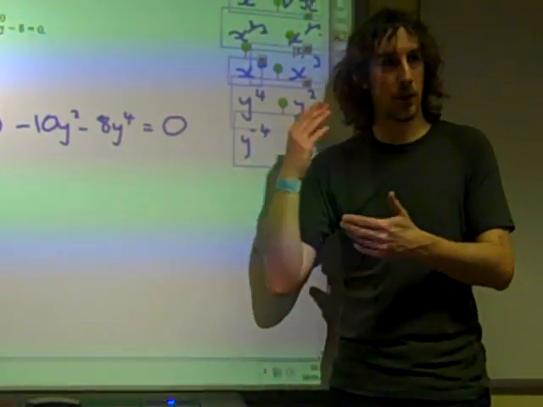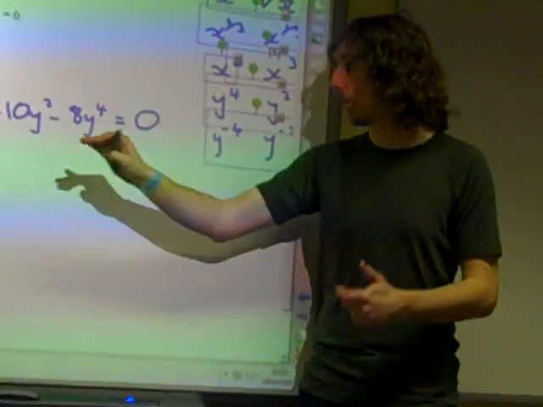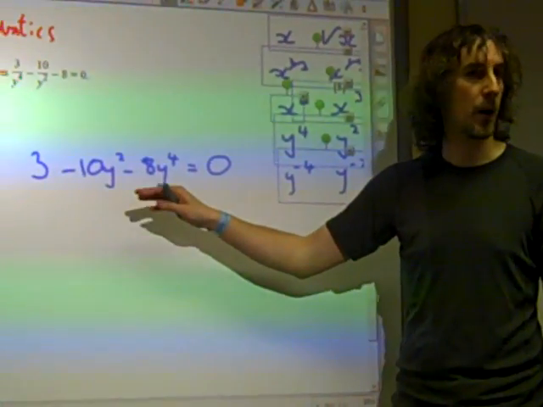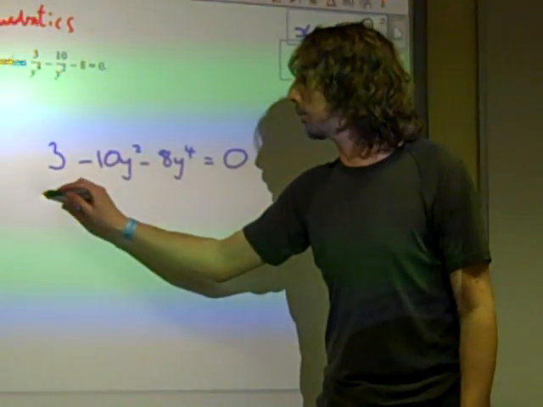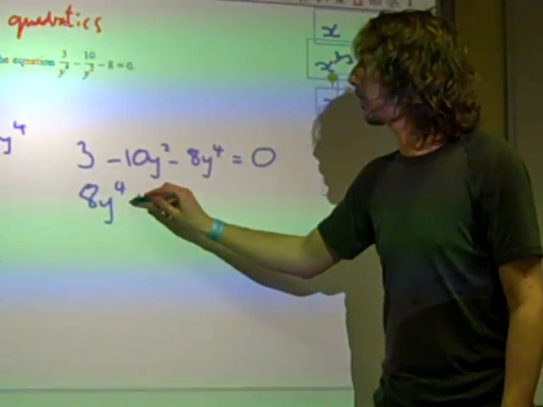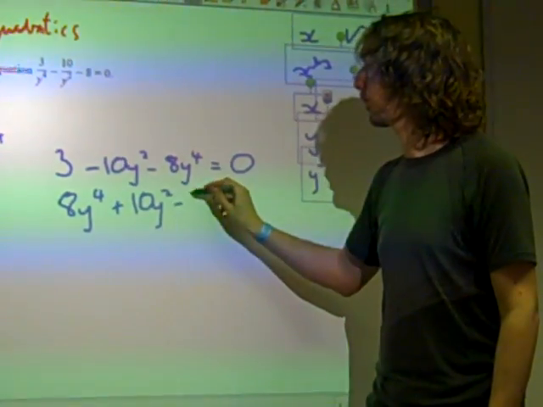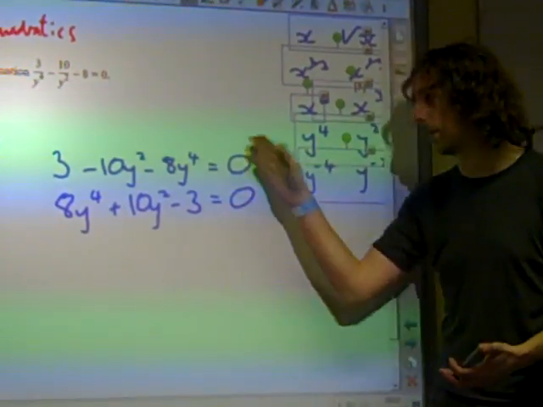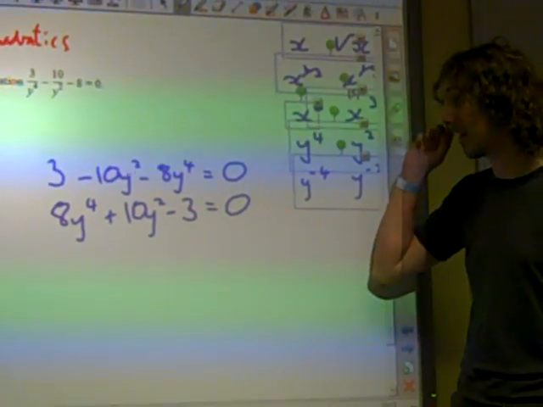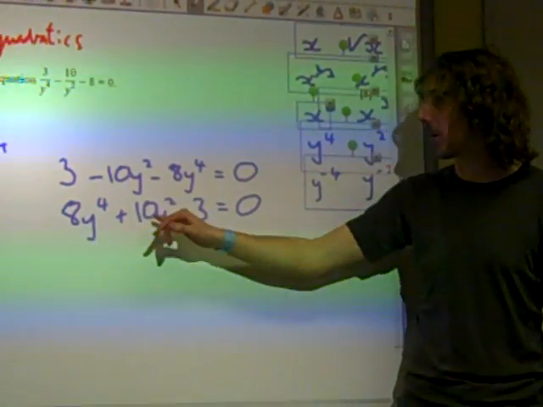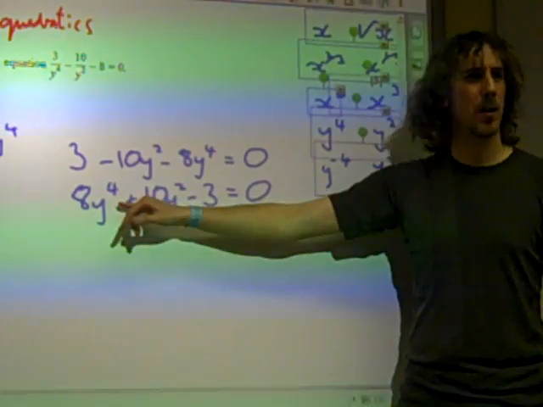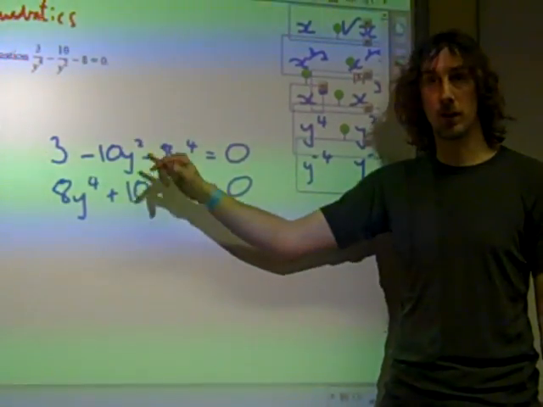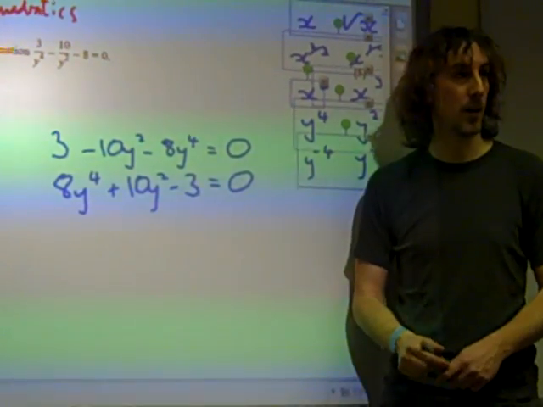You can see how a theme kind of appears with these. We've got a negative in front of our biggest power. So actually, before I do anything else, I'm going to rearrange this. I've multiplied everything by minus 1. I've taken everything to the other side and made it look like that. And now I've got my y to the 4. I'm going to do a substitution. You could just leave it with the y squared in there, but I'm going to replace y squared with t.